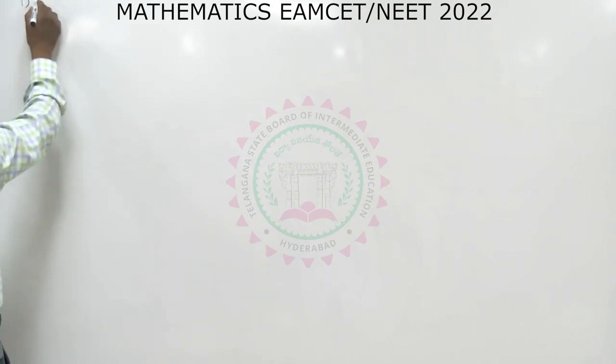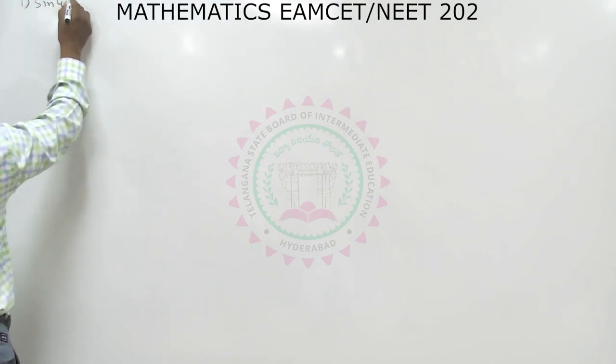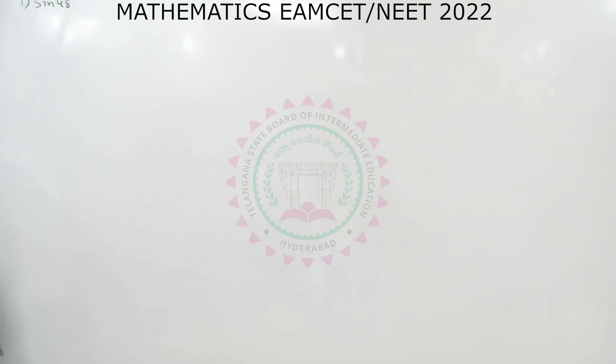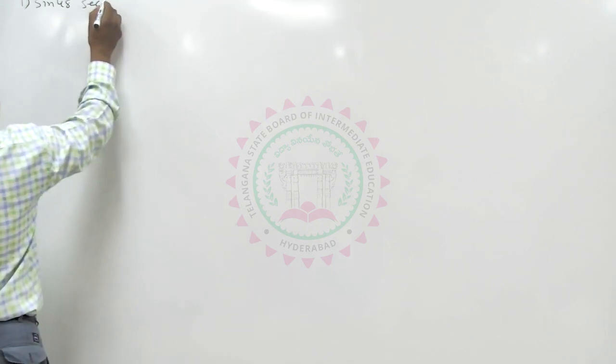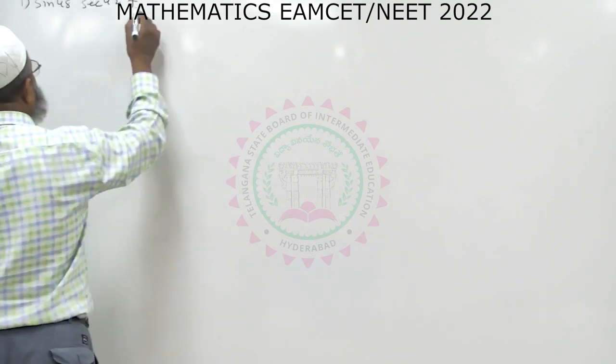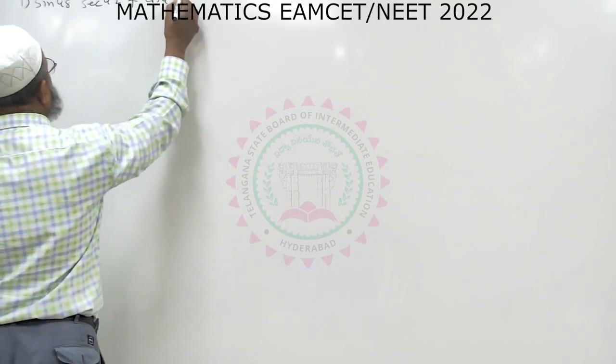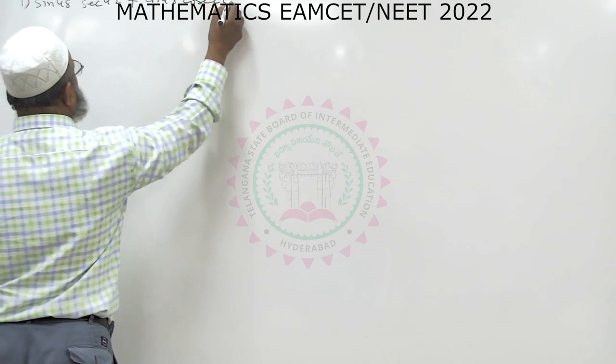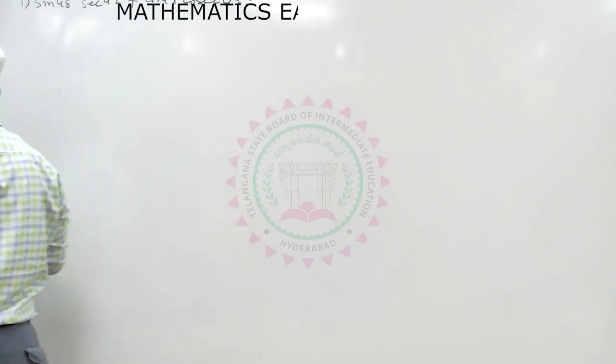Sin 48 degree, sec 42 degree, plus cos 48 degree, cosec 42 degree. Right?